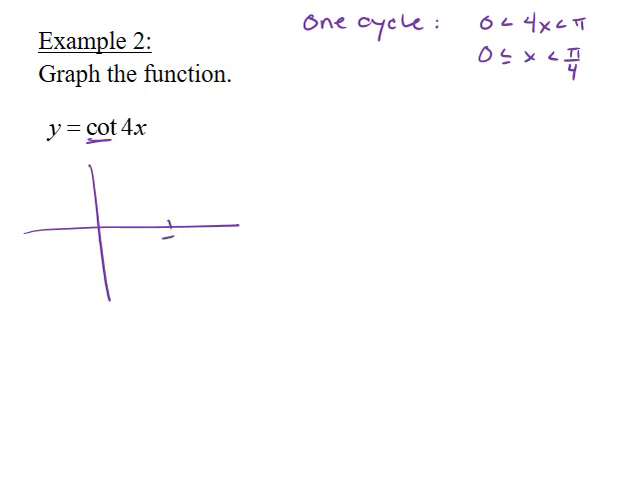So here's pi over 4. If I double pi over 4, I get pi over 2, so there will be an asymptote there as well. And I can also go in the negative direction, so negative pi over 4 will also be an asymptote. Then step 2 is to identify the halfway point. In this case, it would be pi over 8. This is 1 pi over 8, 2 pi over 8. So 1 pi over 8, 2 pi over 8, 3 pi over 8, 4 pi over 8.